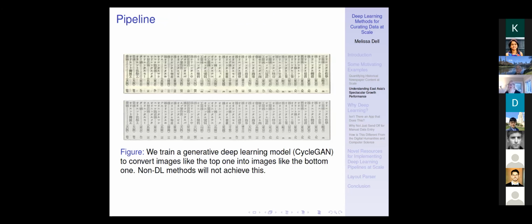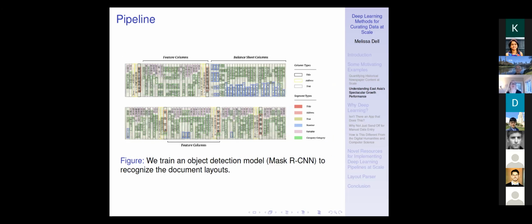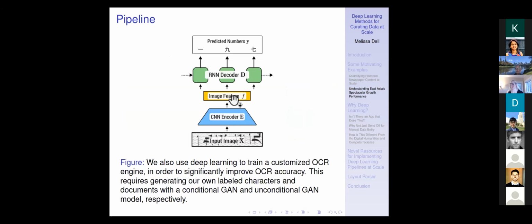Okay, so how are we going to go about processing this? First of all, we divide it into columns, and we use deep learning to pre-process it, to get rid of the background noise. And then after that, we have to recognize the individual layout regions. And then we need to OCR it.